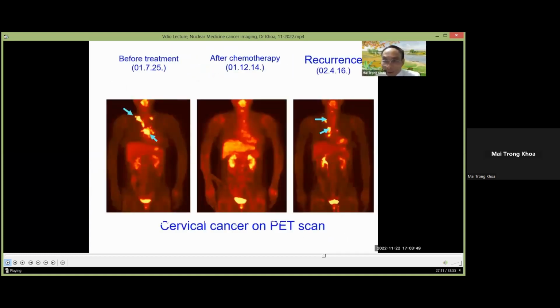And this is the case of a relapse after chemotherapy, presenting many metastatic lymph nodes detected by PET-CT. You can see here, before the treatment and after, and then after that the recurrence, you can see here.